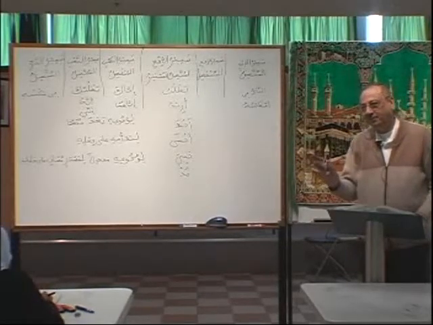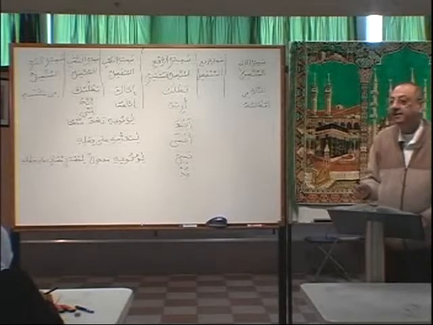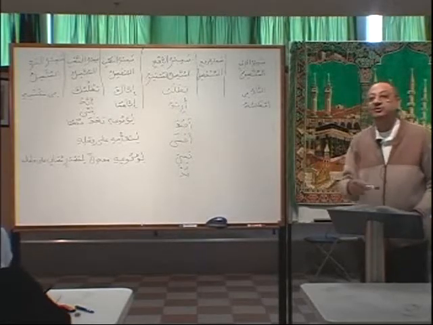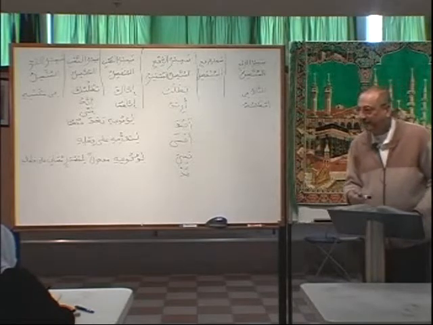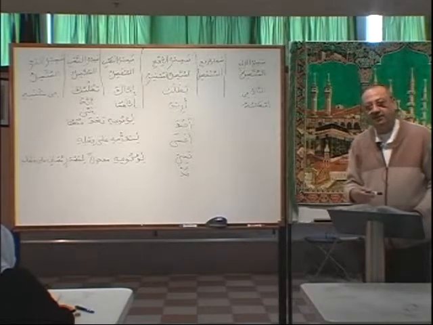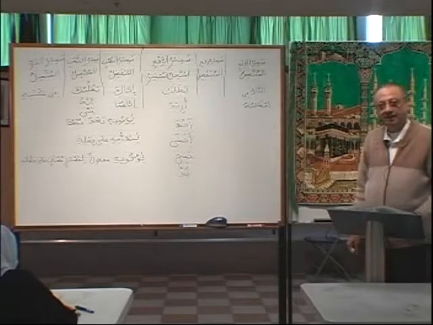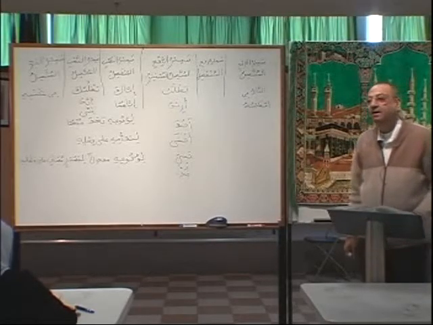So it's very simple. Remember, ismuka. What is ismuka? Mudaf, mudaf ilayhi. It is majroor, yes, because it is mudaf ilayhi. So it will go in the last column. Damirul jarr, al-muttasil.